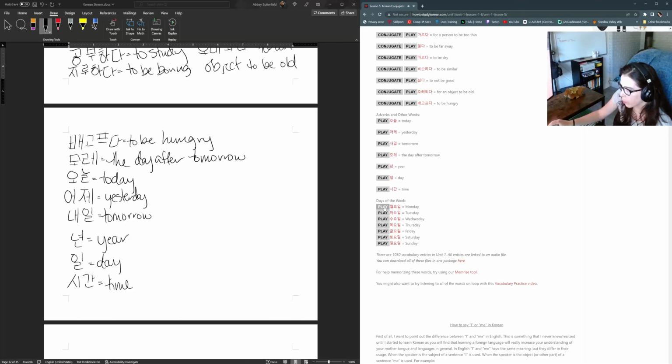월요일, 월요일, 월요일, 화요일, 화요일, 수요일, 목요일, 목요일, 목요일, 금요일, 금요일, 토요일, 일요일. 일요일. 파이팅.